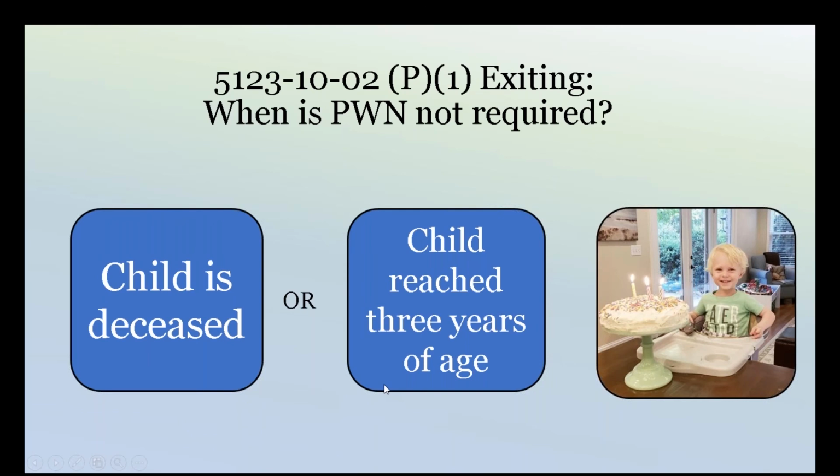All right, so that was the whole rule for maintenance of records, paragraph O. So we're going to move on to paragraph P, which talks about exiting. There are 2 situations when a child would be exited without the requirement of prior written notice, and that would be when either the child is deceased or the child has reached 3 years of age. So in those 2 situations, you do not need to provide prior written notice.